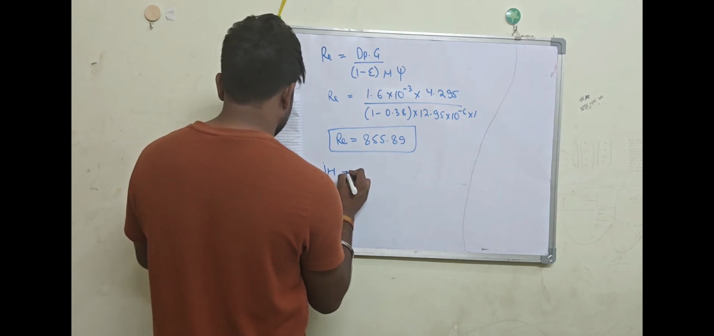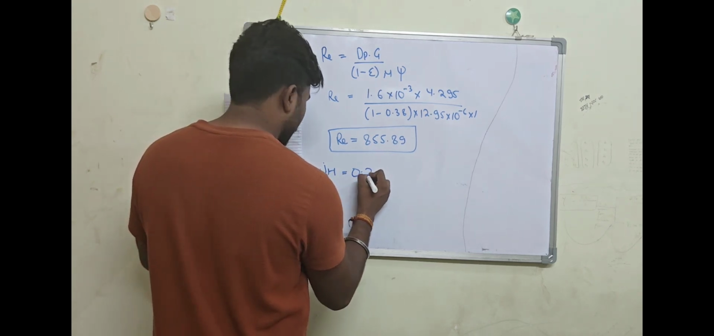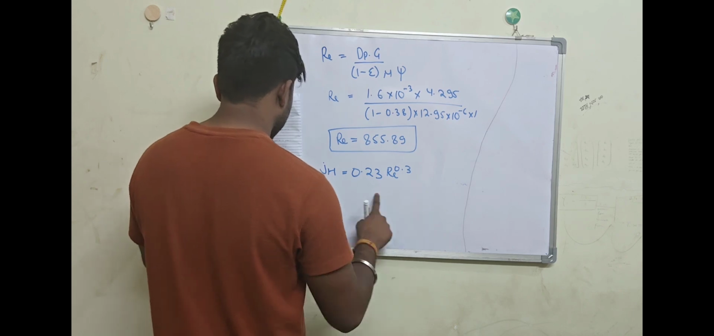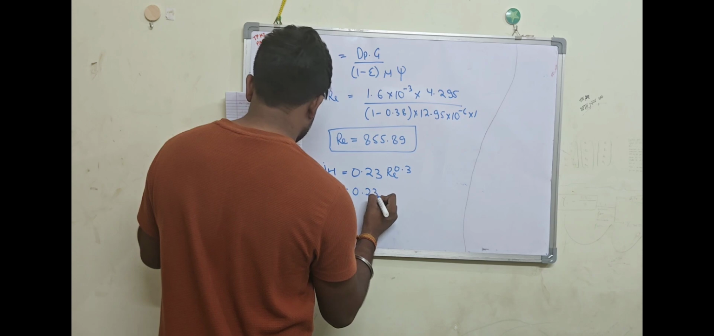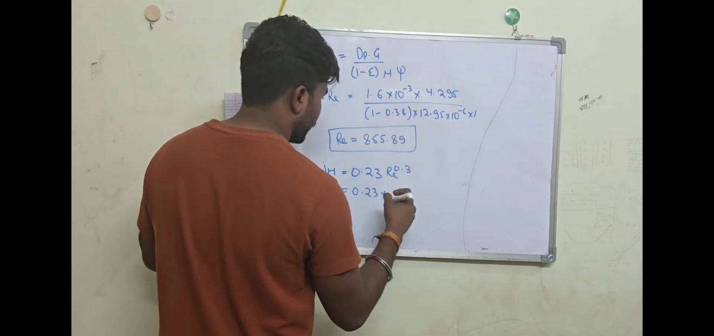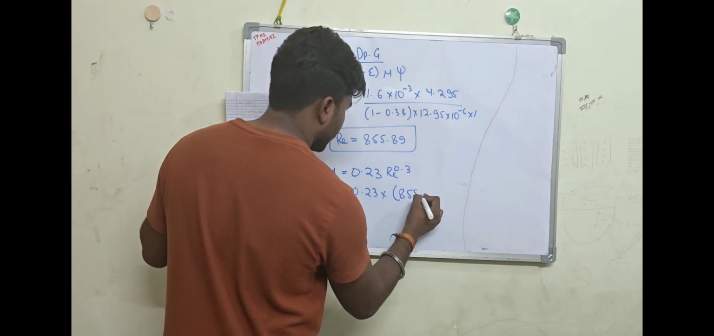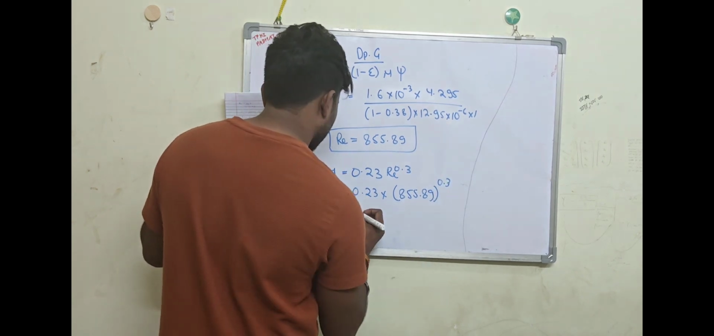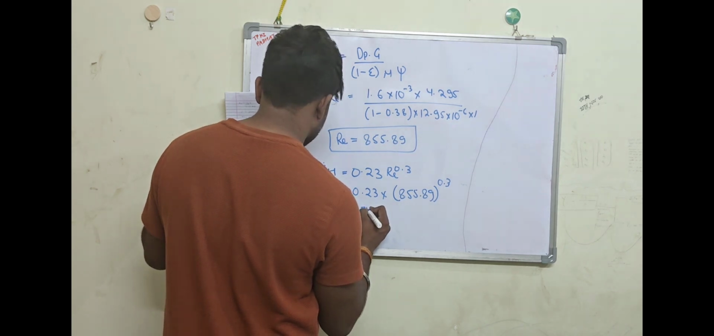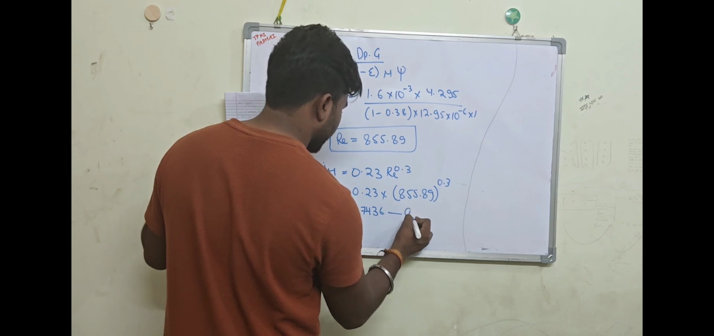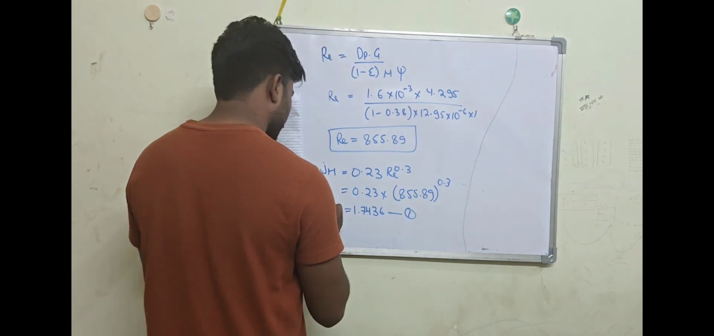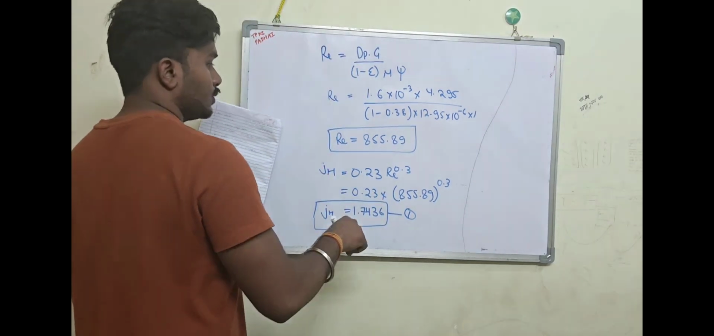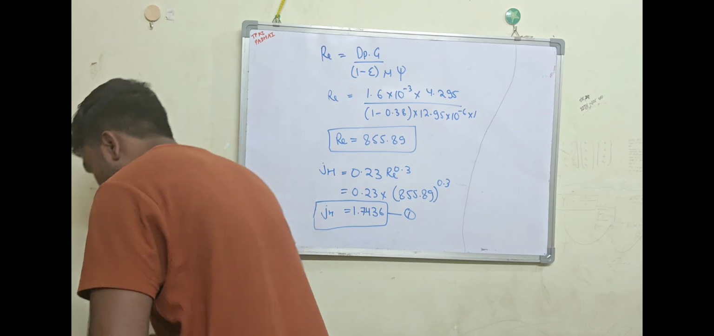The Chilton-Colburn factor for heat transfer was given by the formula 0.23 Re to the power minus 0.3. Let's put all these values: 0.23 into Re, 855.89 to the power 0.3, which you will calculate and will be 1.7436. Let's take this one. So hope you note this down. Let's proceed further.